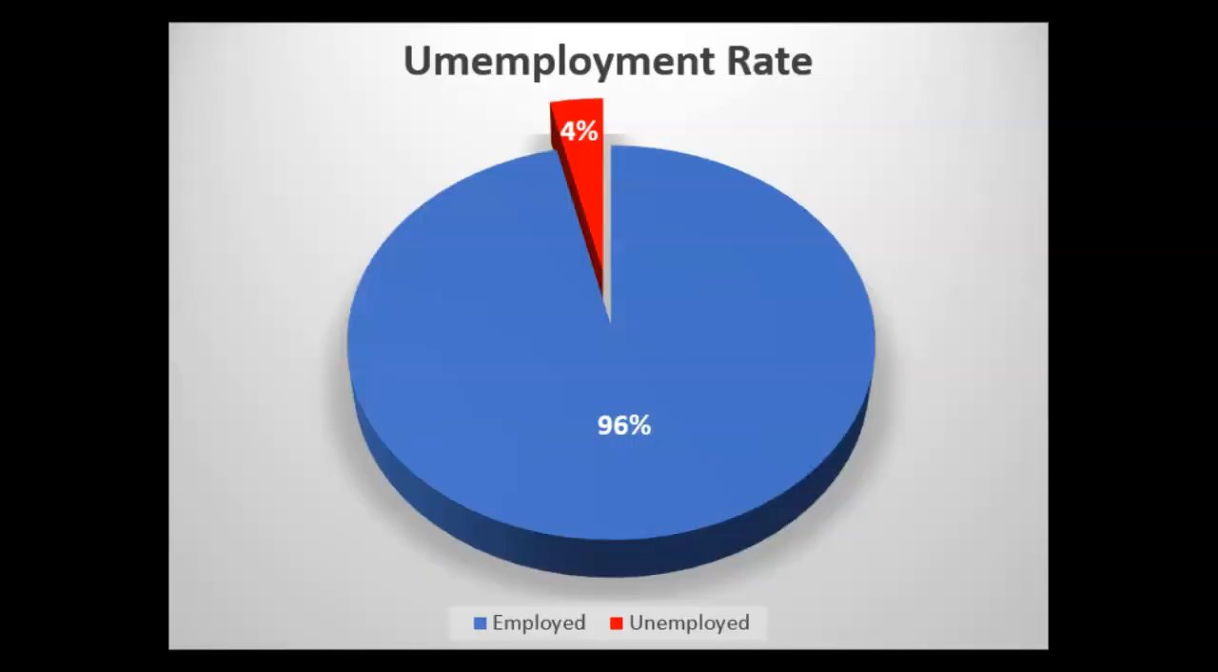The unemployment rate looks at the labor force and asks what percentage of the overall labor force has a job and what percentage is looking for a job. So in this case, based on the data that went into calculating this chart, 96% of the labor force has a job, and 4% of the labor force is unemployed.